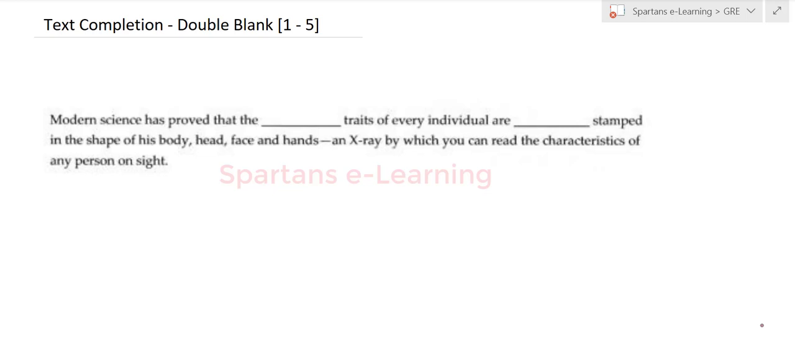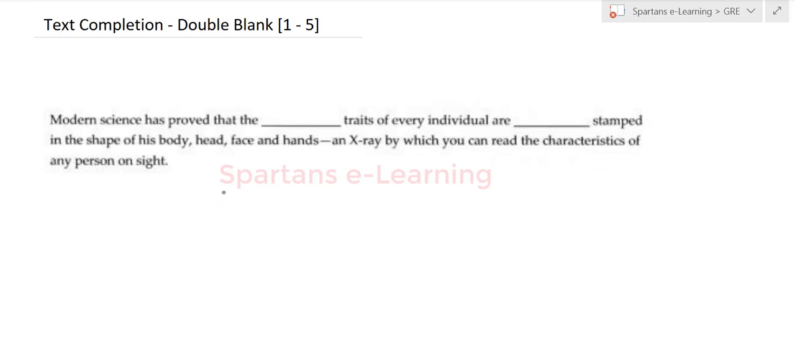Hi friends, in this lecture we'll discuss text completion double blank. Before watching this video, I suggest you watch text completion single blank questions part 1, because there I explain about the keywords and the connectors, the logic of how you have to approach these text completion questions. So please watch that video before watching this. Right? So let's get started.